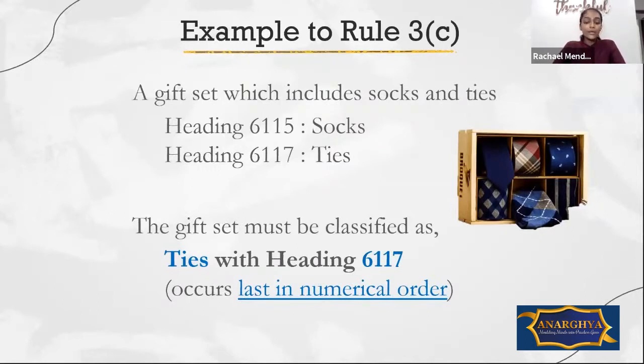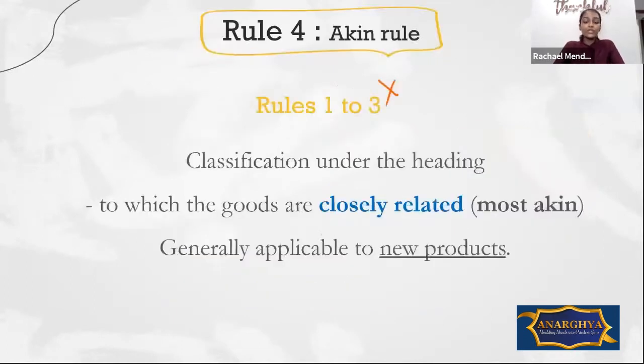If by any chance you were not able to classify under Rule 1, Rule 2, as well as Rule 3, then you move on to Rule 4, which is the akin rule. It says that if you could not find classification in any of the previous rules, you must classify the product under the heading of the product which closely relates to this product. This is usually applicable to new products. For example, if a digital pen was invented just today, naturally there won't be any HSN for a digital pen in the list. In that case, you will apply Rule 4 and classify the digital pen with a product that it has a close relation with.